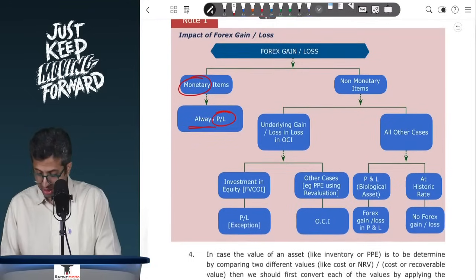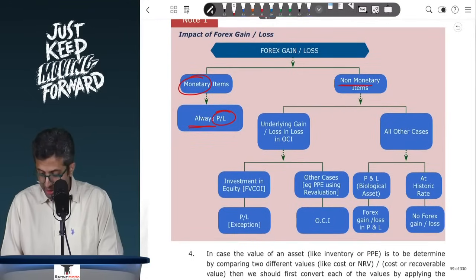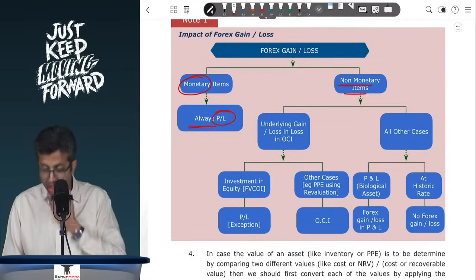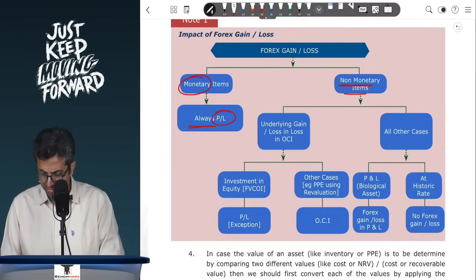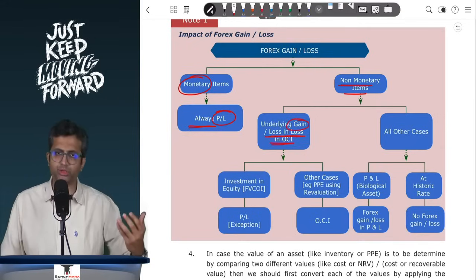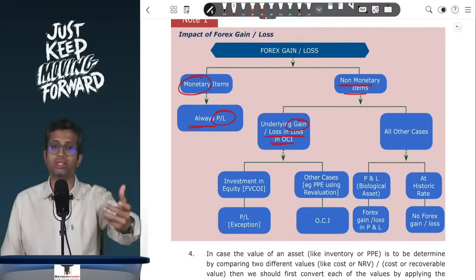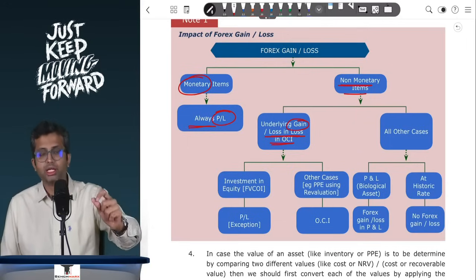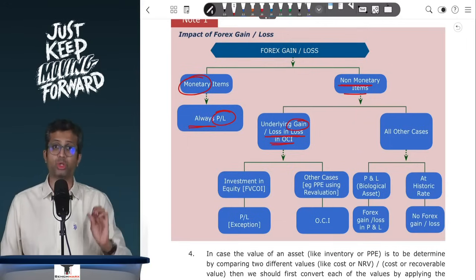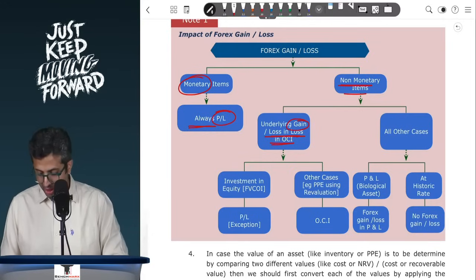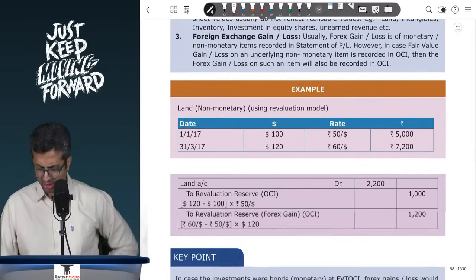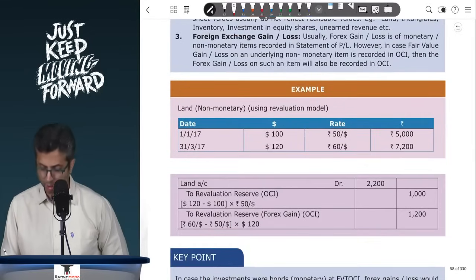I'll again repeat: if the non-monetary item is to be remeasured and the underlying gain or loss is going to the OCI, like revaluation, in which case any foreign exchange gain or loss will also go to the OCI. Okay, so sir, how will we do that? Well, there is an example over here. We'll do a detailed numerical as well.